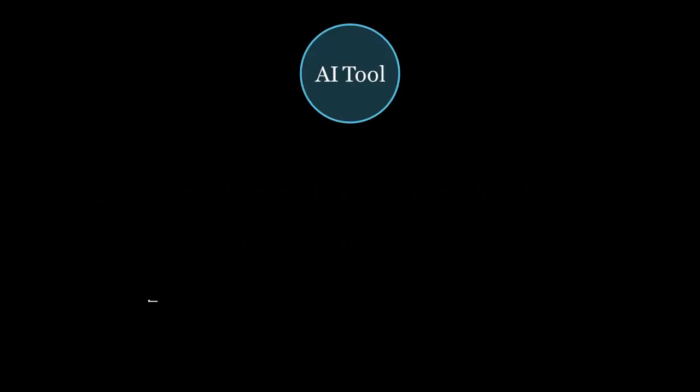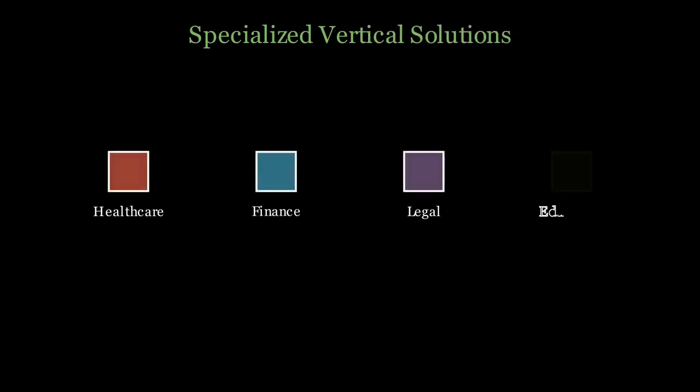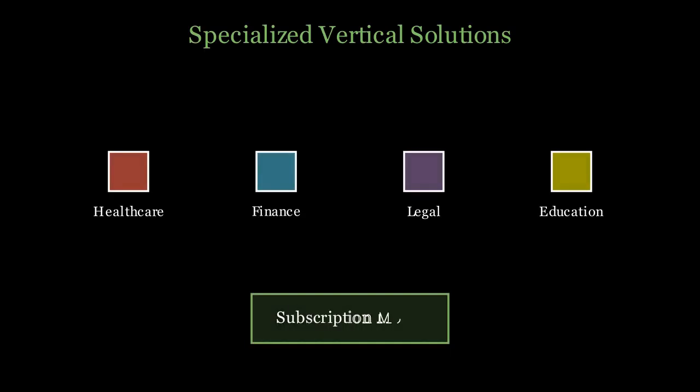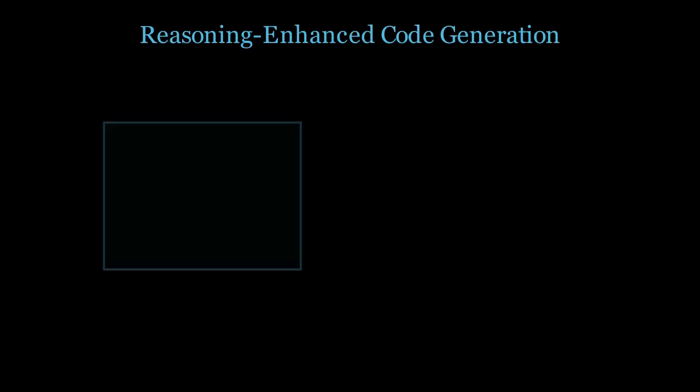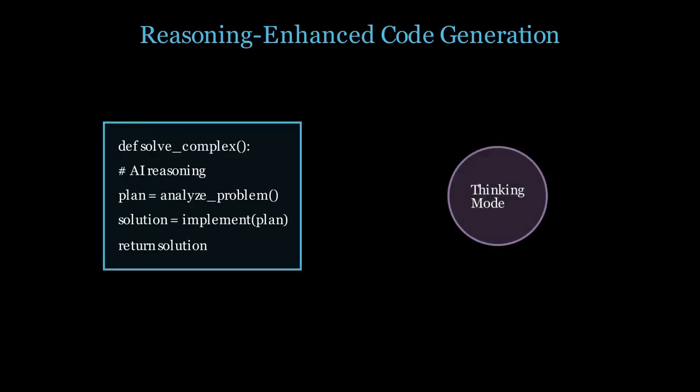First, create specialized versions fine-tuned for industry verticals like healthcare or finance, charging subscription access. Second, build reasoning-enhanced code generation platforms that solve complex programming challenges through its thinking mode. Third, develop automated research assistants that combine both modes for academic and scientific discovery pipelines.